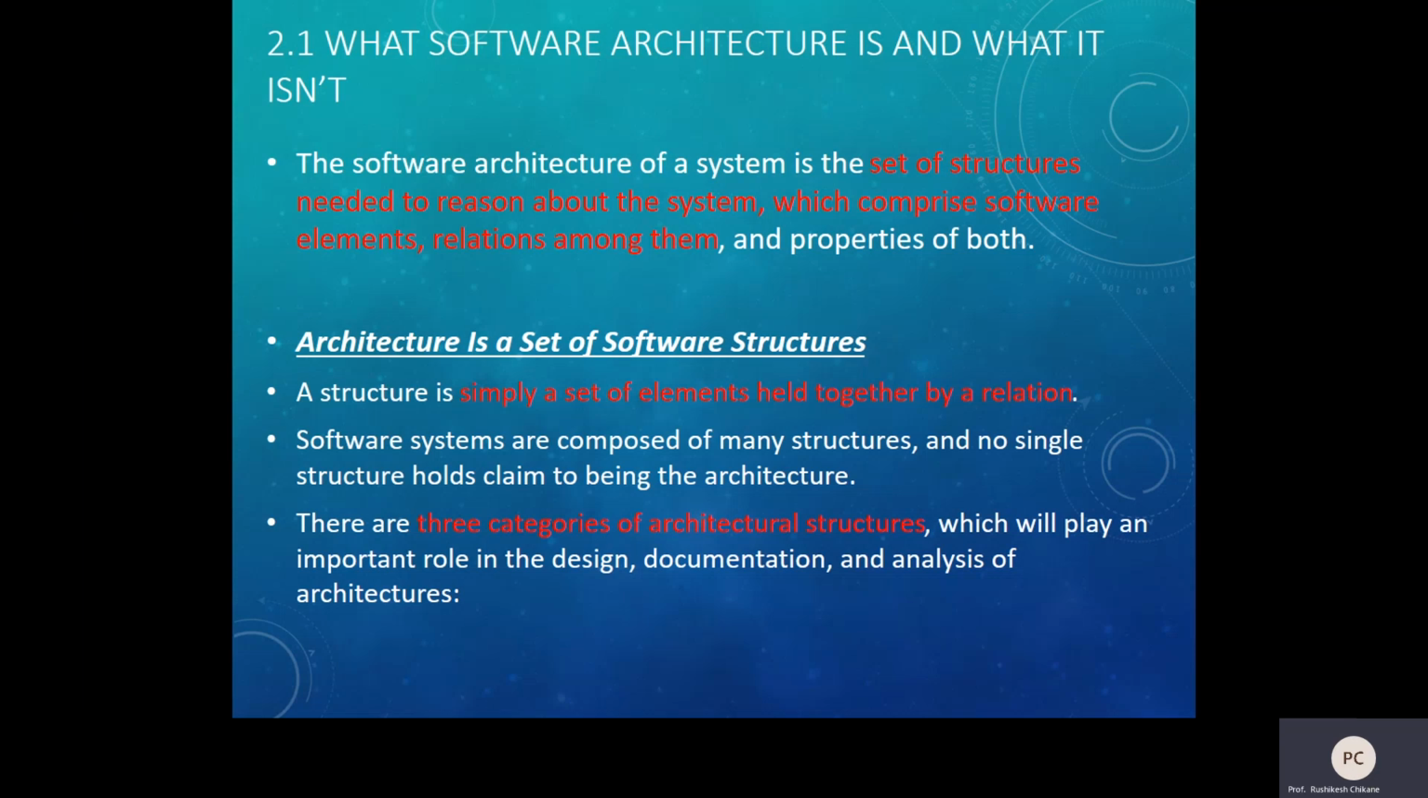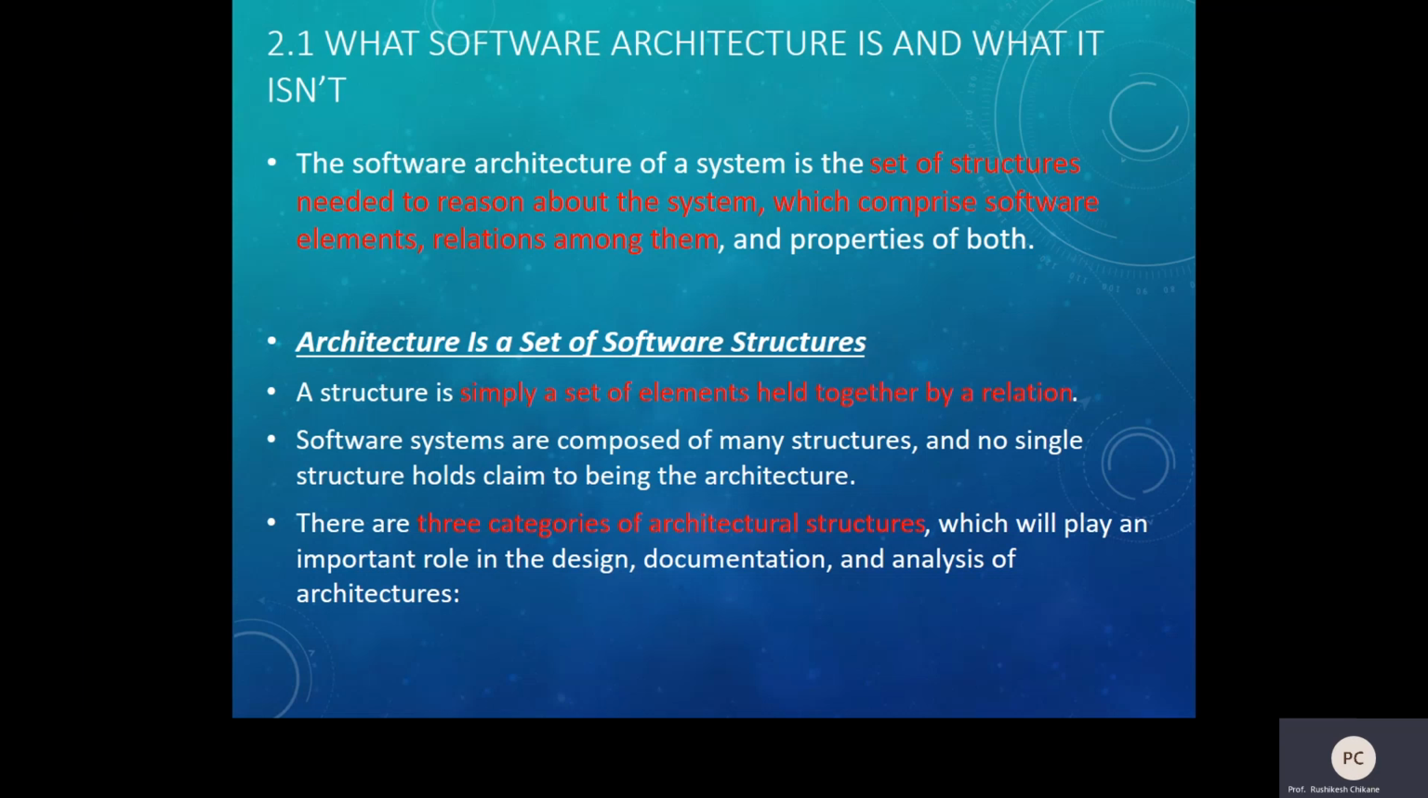Suppose there is a builder who wants to make one building. In that building, suppose we have 1 BHK flats, 2 BHK flats, and some 3 BHK flats. As we know, the structure of a 1 BHK flat, the structure of a 2 BHK flat, and the structure of a 3 BHK flat can be different. Means the structure of all the flats is different. But collectively, those 1 BHK, 2 BHK, and 3 BHK flats form one building.